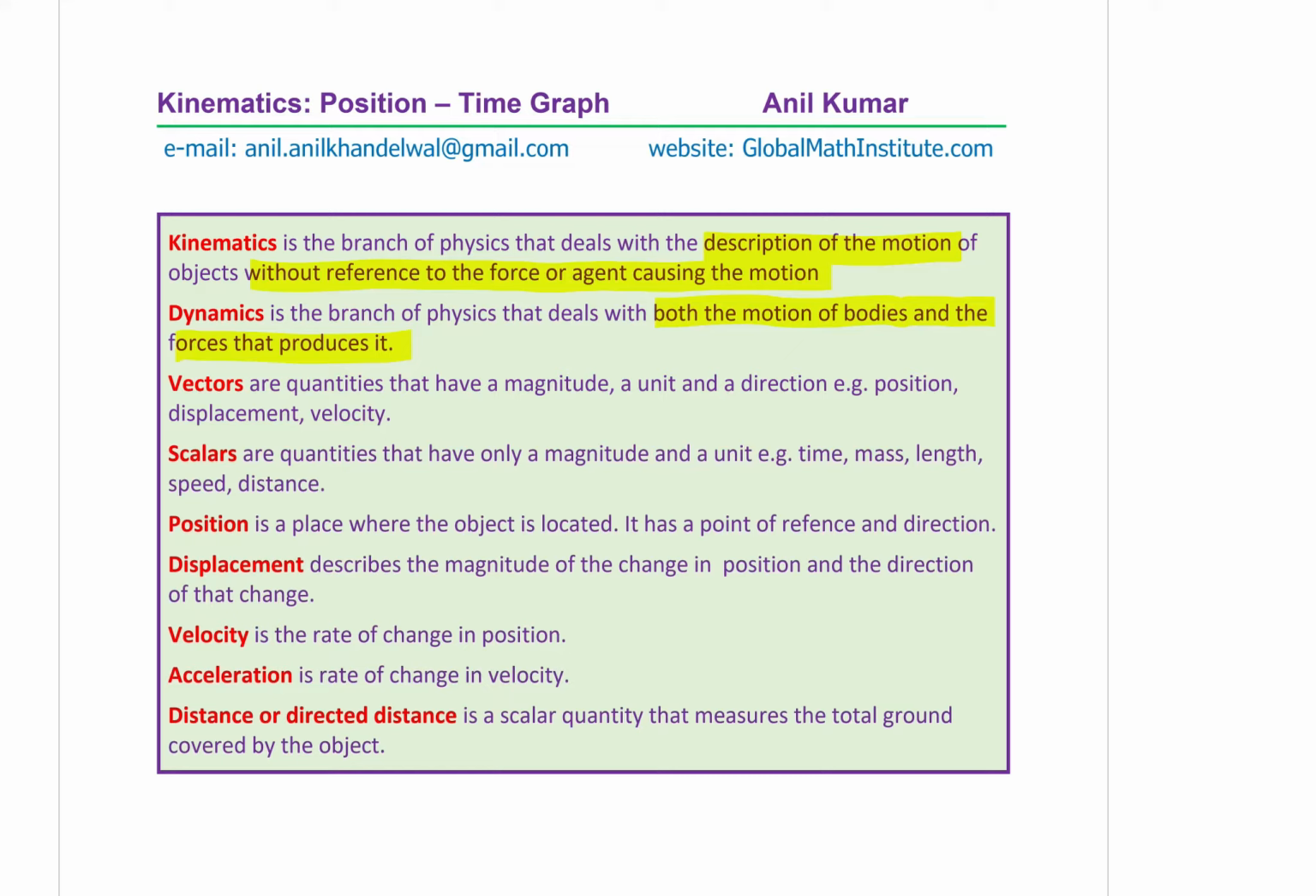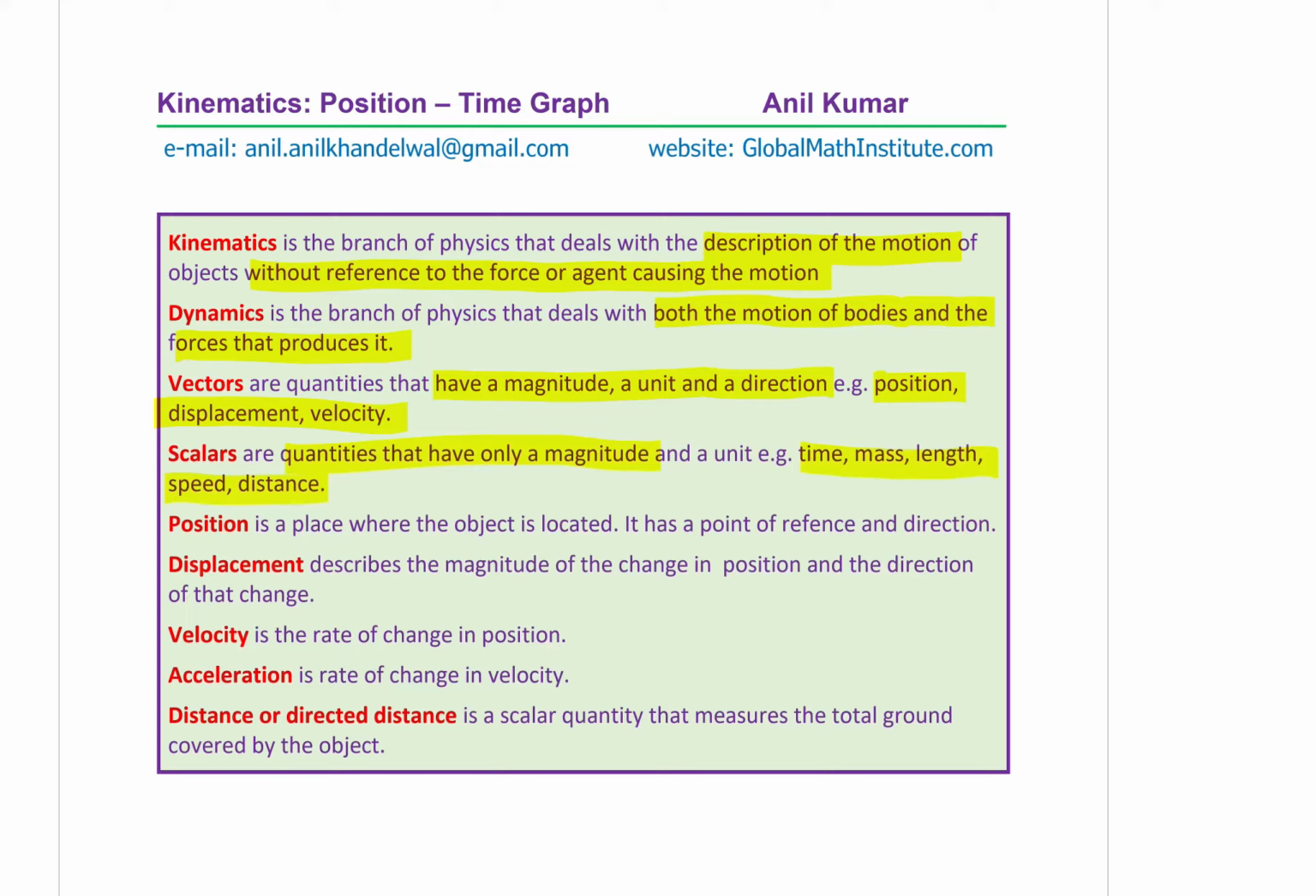Now we'll define vectors and scalars. Vectors are quantities that have magnitude and direction, and scalars are quantities that have only magnitude, right? Examples for vectors are position, displacement, and velocity. We are going to study their graphs in this particular video. And scalar quantities are time, mass, length, speed, and distance, and many others, of course.